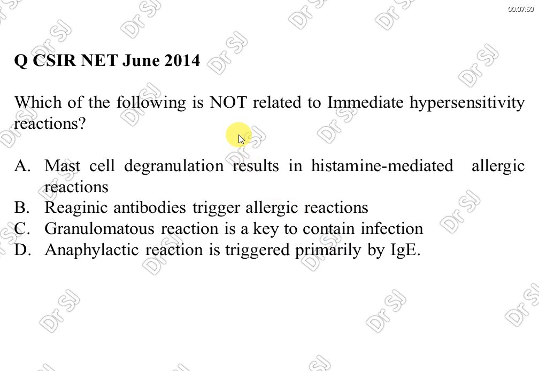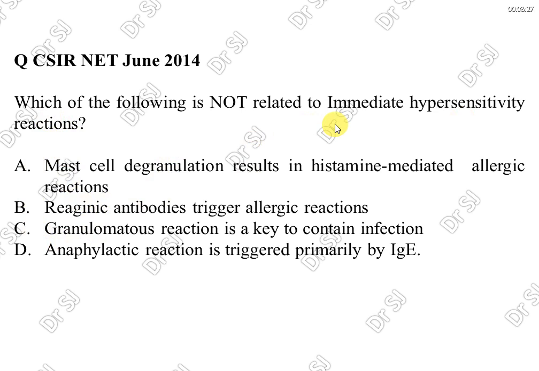Now again a question from June 2014. This question says, which of the following is not related to immediate hypersensitivity reaction? There are many types of hypersensitivity reactions, but immediate type hypersensitivity is always related to degranulation of mast cells and IgEs. If you remember these two things, you can answer questions on the molecules and cells involved in immediate hypersensitivity reaction. So which of the following is not related to this kind of reaction?